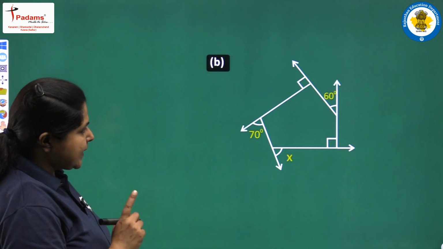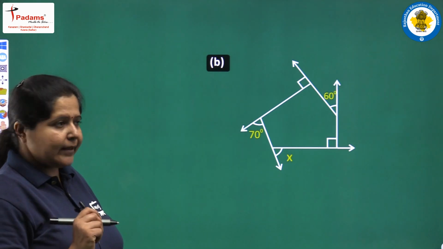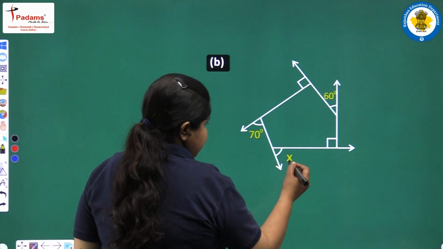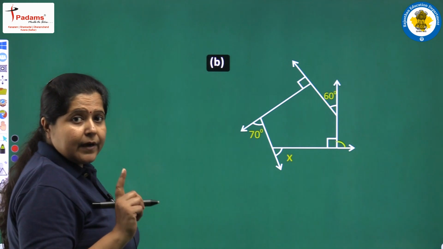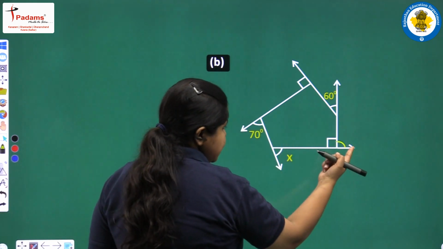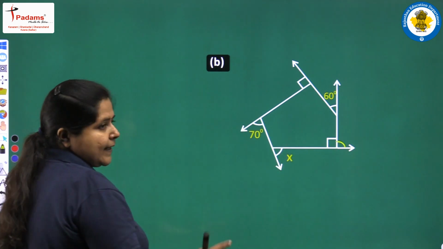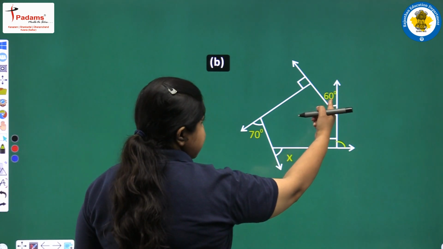This one, again, we are having some exterior angles. This is the first one. This is the second one which is unknown to us. First we will have to find out this angle and then only we will be able to find this x. This is the third exterior angle.